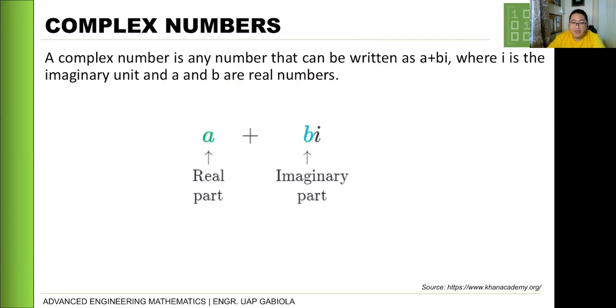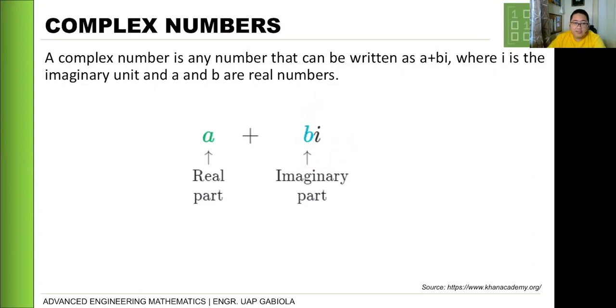And ang definition niya is the complex number is any number that can be written as the formula a plus bi, where i is the imaginary unit. Okay? Ito yun. And si a and b sa ating complex number are yung ating real numbers. Ibig sabihin yan yung ating coefficient na belonging sa real numbers natin. So, basta may nakita tayong kadugtong na i na term dun sa term natin, ibig sabihin imaginary number 'yon.